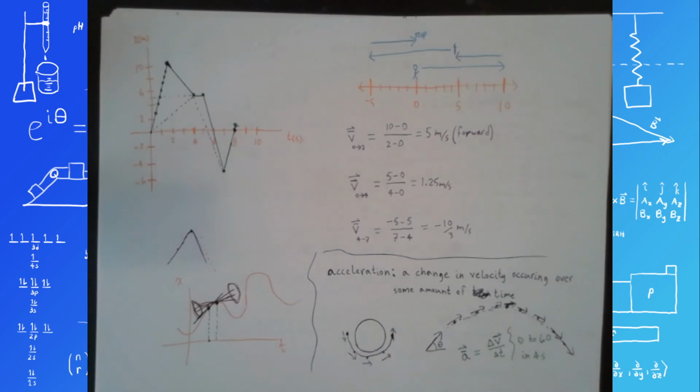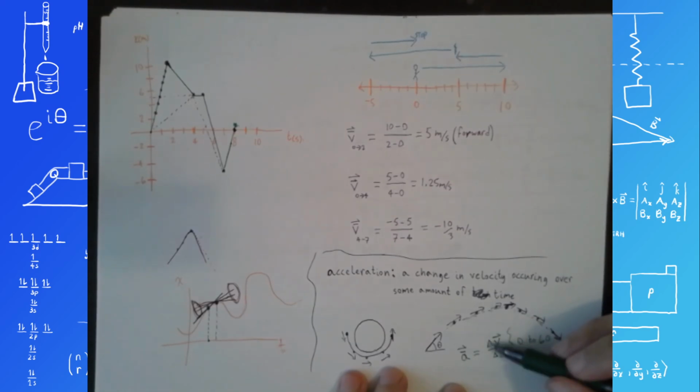What is that? That's an acceleration. That's the average acceleration. It's 0 miles per hour to 60 miles per hour in 4 seconds. So that would be 60 minus 0 divided by 4, which is 15 miles per hour per second, which is kind of a weird unit for acceleration, but those are the units.